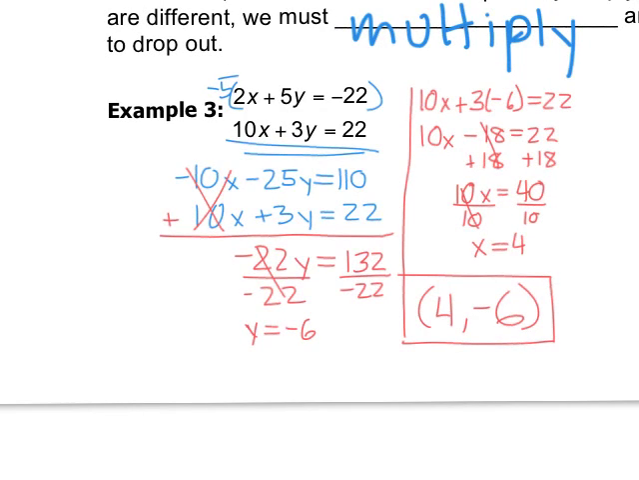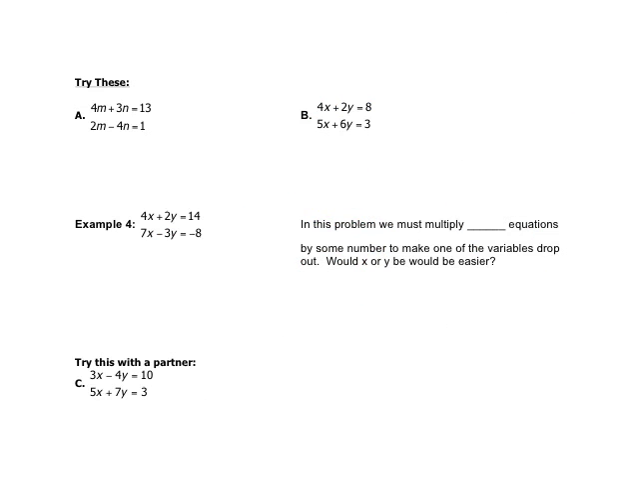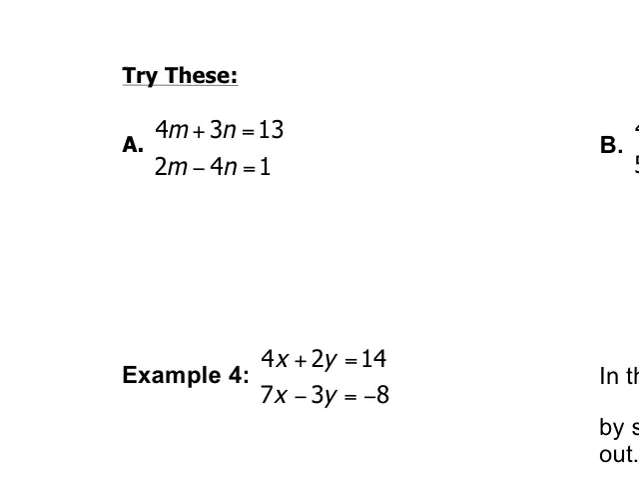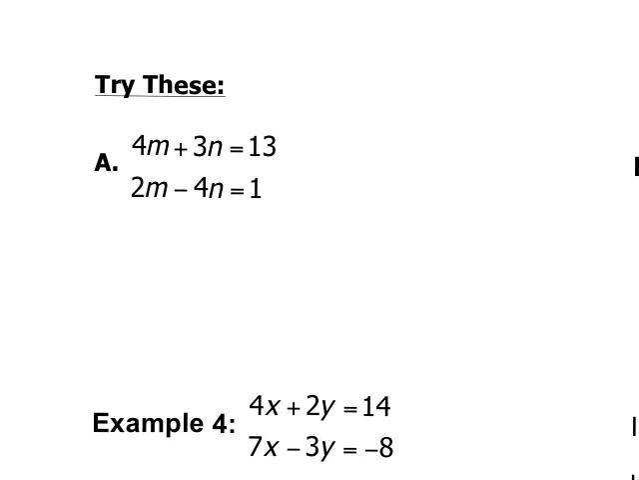Let's go to the top of the next page and work on try these A. So let's just do A, okay, for sake of time. So go ahead and do try these A together with your groups. Go ahead. Okay, so I don't have a set of opposites, so I need to create a set of opposites. 3 and 4 are not going to match up very easily for the n's. But for the m's, 4 and 2 will match up pretty easily, right? So I'm going to leave the top 4. So I'm going to make the bottom negative 4 by multiplying by negative 2.